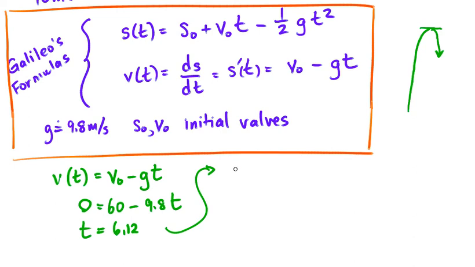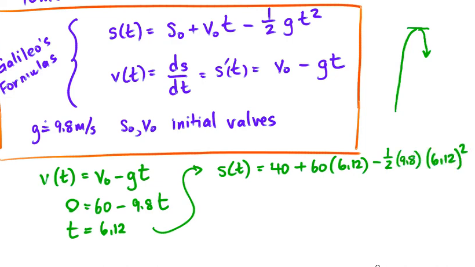We can then use that in our position formula, and our position formula has an initial height of 40 meters, an initial velocity of 60, with that time, 6.12, minus 1/2 gravity times the time squared. And if you calculate this, our rocket gets to a maximum height of approximately 223.7 meters.